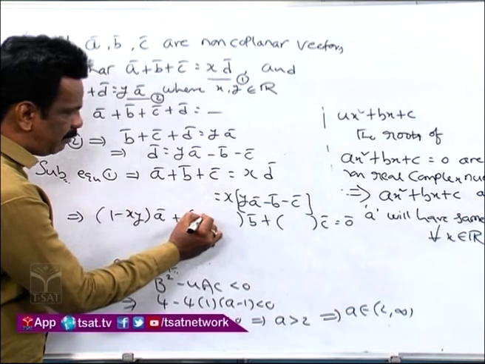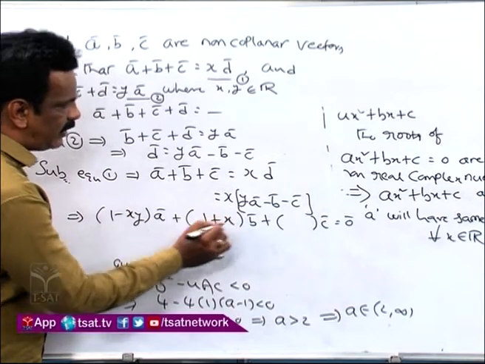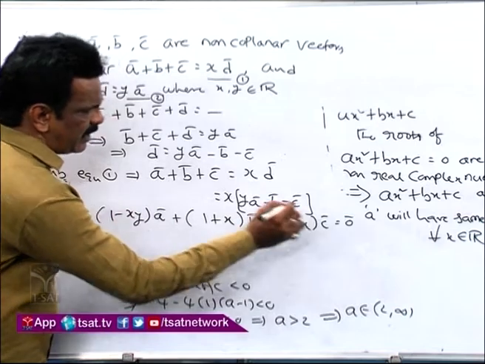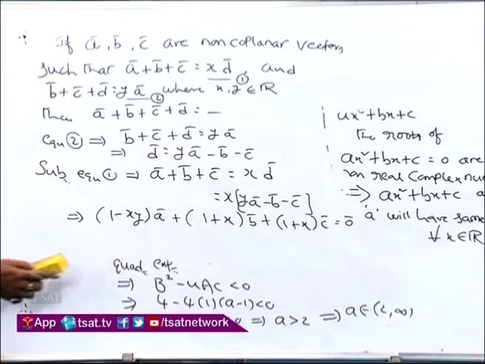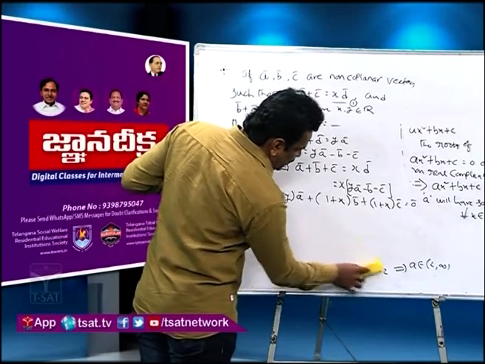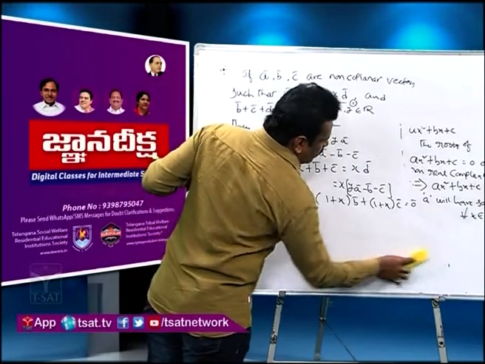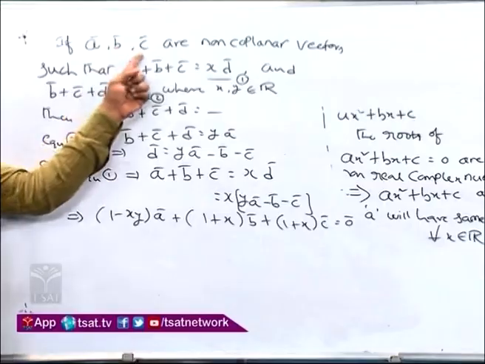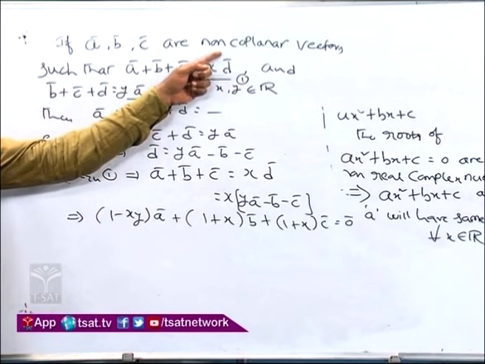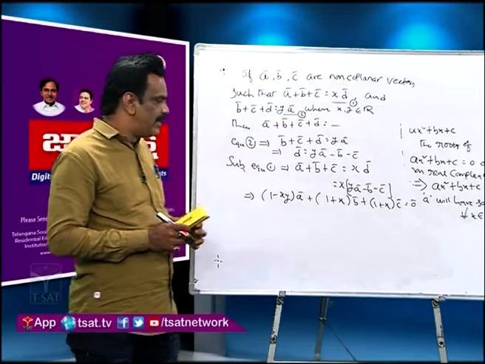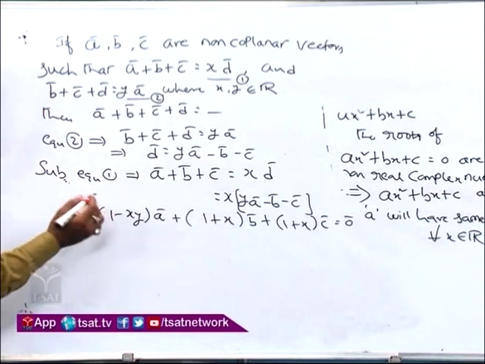B bar common implies 1 plus x will come. C bar common implies again 1 plus x will come. So here we came across a linear combination of the vectors A, B, C is a null vector. As A, B, C are non-coplanar, definitely we can say that they are linearly independent. As they are linearly independent, we can say each scalar is 0 in the combination.